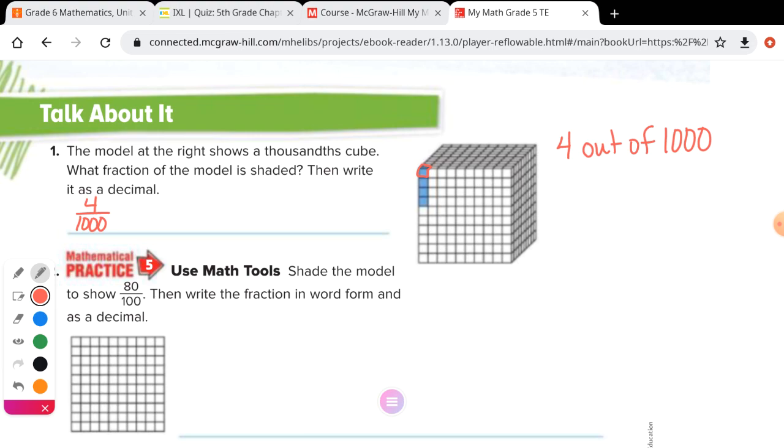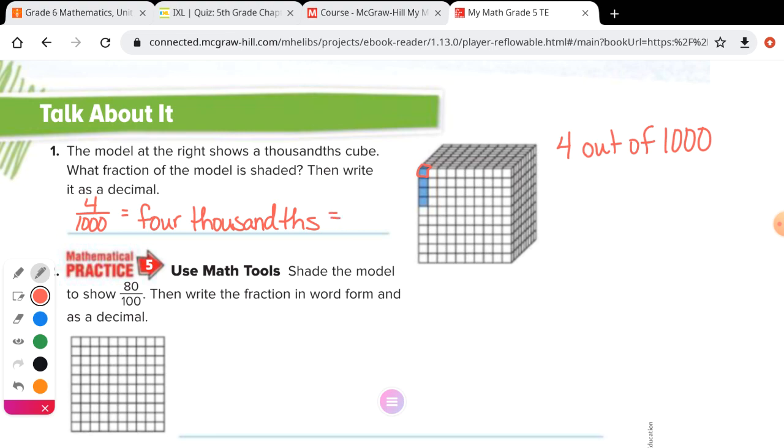So let's go ahead and write equals. We're going to write it out in words. 4,000ths. Remember that THS tells us what? What does that THS tell me, Carter? It is a decimal number.